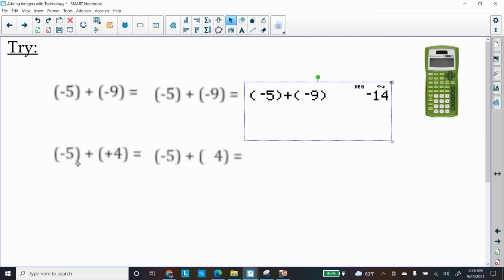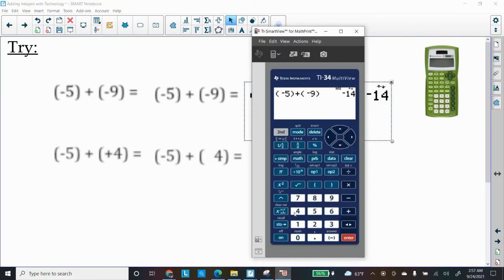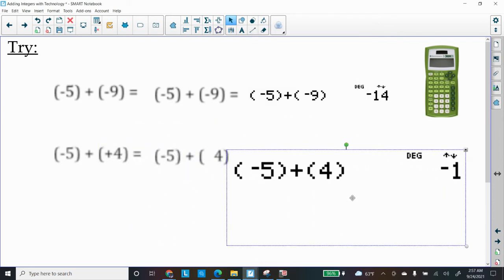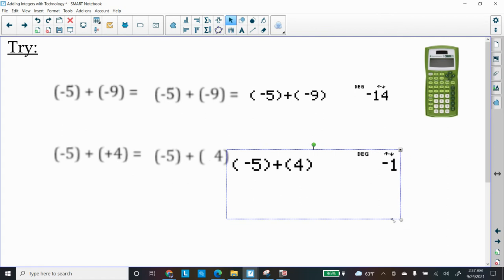And now the bottom. -5 plus +4. Remember, we don't have to write the positive sign. That's why you see it gone down there. So let's get that in there. Let me clear this first. Parentheses, -5, parentheses, plus parentheses 4. I didn't write the positive sign, so that way I won't get an error. And there is my answer, -1. Let's make that a little smaller, Dr. Rob.